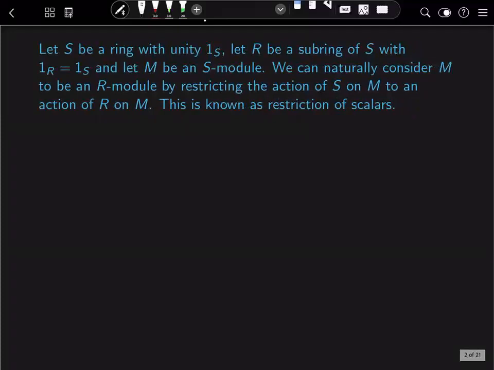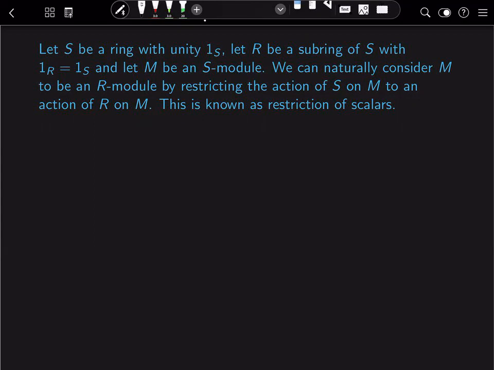So to begin, we'll point out something that's pretty obvious, but we'll formalize it. We let S be a ring with unity, which we denote 1 sub S. R is a subring of S, where the unity in R is equal to the unity in S. This condition makes sure that all of our R modules are unital. And we're going to let M be an S module.